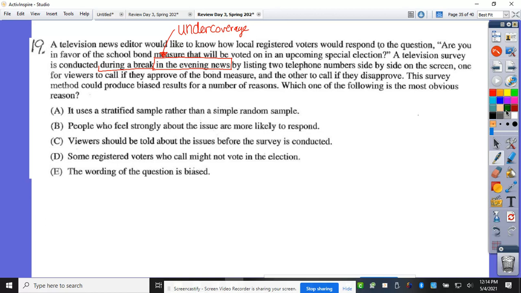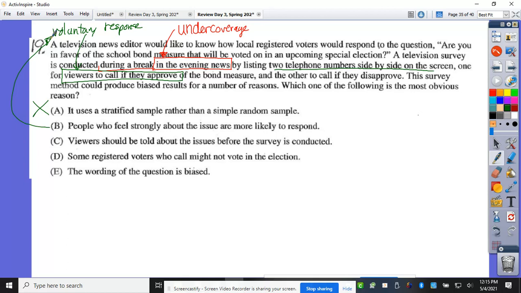By listing two telephone numbers side by side on the screen for viewers to call in if they approve. What's my issue there? Voluntary response. And another one, if they disapprove, the survey can produce bias results for a number of reasons. Which of the following is the most obvious? Stratified sample rather than simple random sample, yes or no? It's not doing either one of those. People who feel strongly about the issue are more likely to respond, yes or no? Which one is that one talking about?